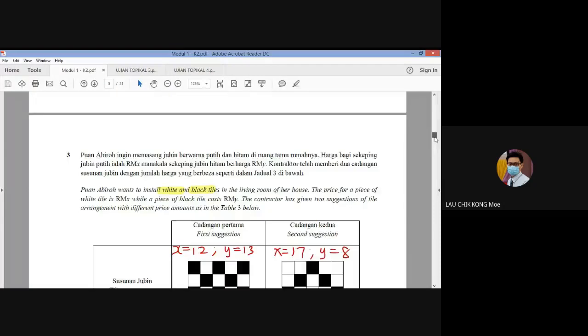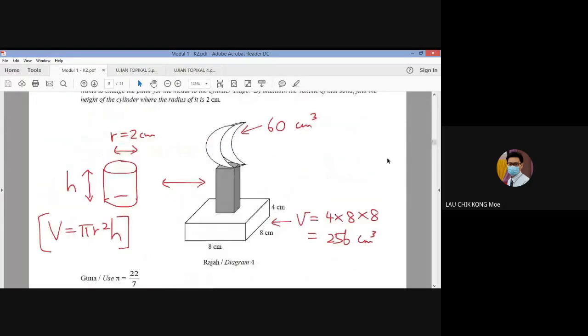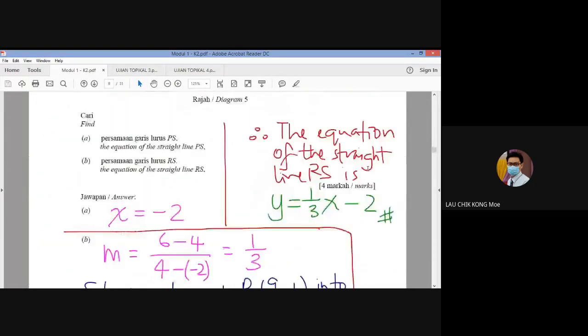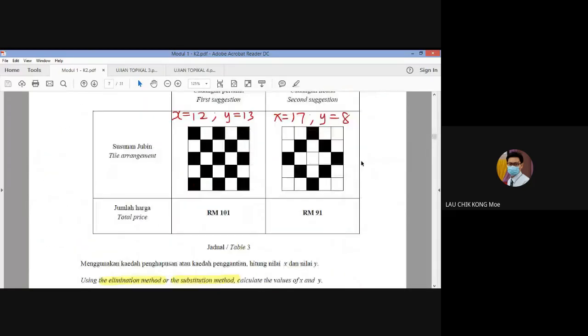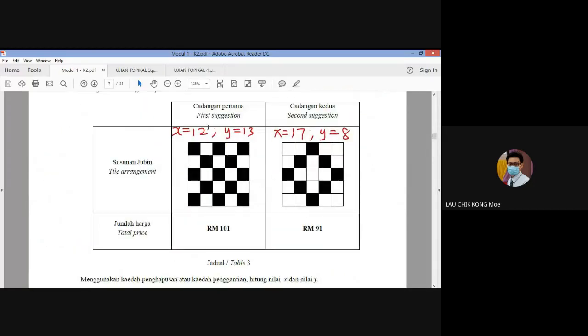Okay, so here it is. First of all, maybe you can read our question here. How many questions? Question 3. Okay, alright, this one. So the first suggestion.